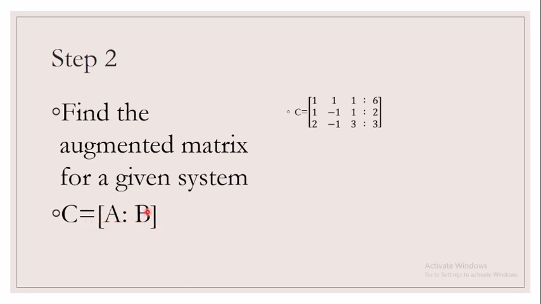So you have to find another matrix in the form of A | B. For example, if this is A, these are the coefficients of the system, and if 6, 2 and 3 is the right-hand side of those equations, you can write C is equal to this particular matrix. Now this is an example of the augmented matrix.